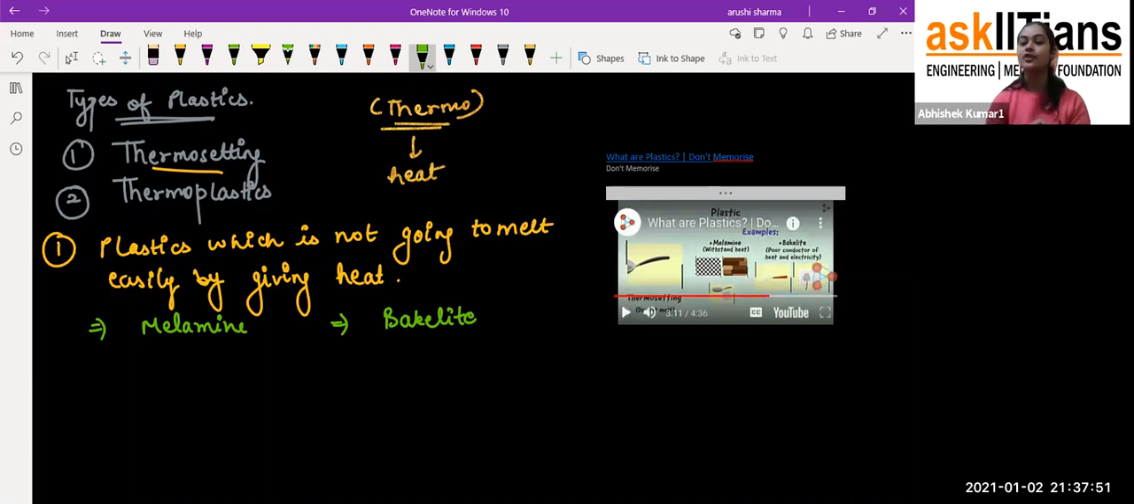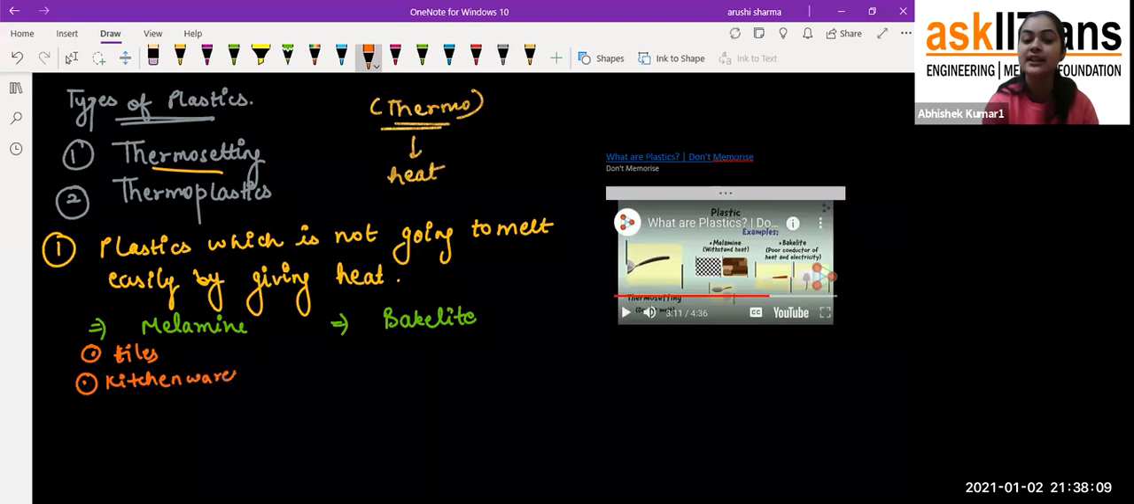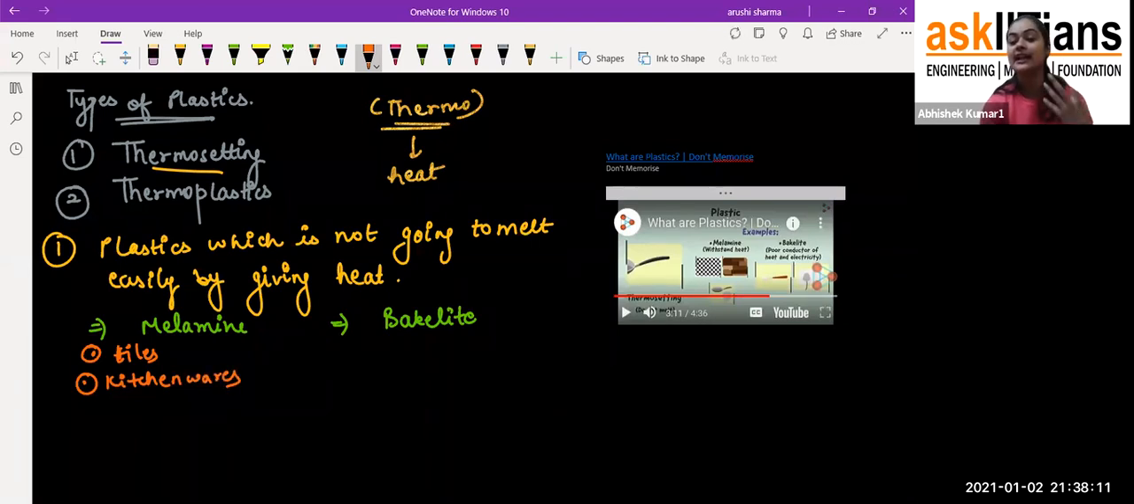Now students, have you observed what the examples are? Melamines are used in the formation of the flooring tiles which we use in our houses, and also in the formation of kitchenware. Why kitchenware? Because they are very resistant to heat. If we give them more and more heat, they are not going to melt, so you can say that these are a type of fire resistant material. Now coming to the bakelite type.